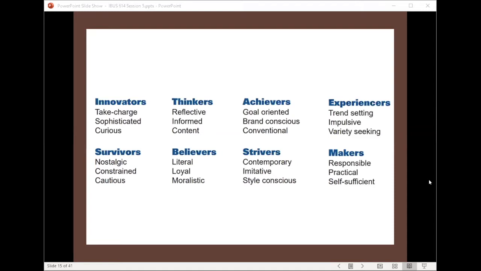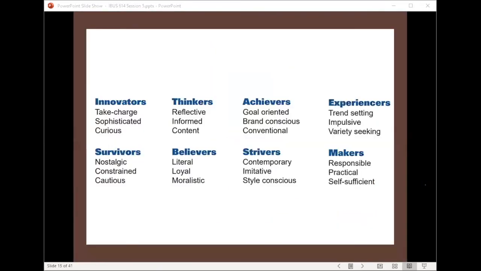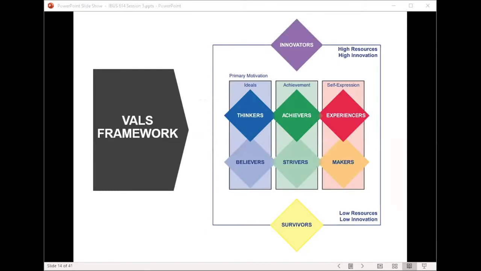And being impulsive, they will also be variety seeking because they will get bored easily with traditional and conventional things. So they'll always want to seek variety, especially when it comes to the products and services that they consume. So that is what we have for the experiencers. And then for the makers, these are the ones who are also fueled by self-expression, but have low resources and low innovation to back it.